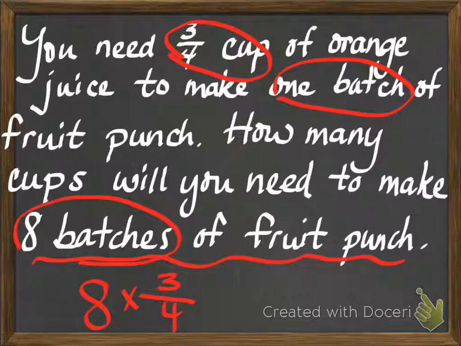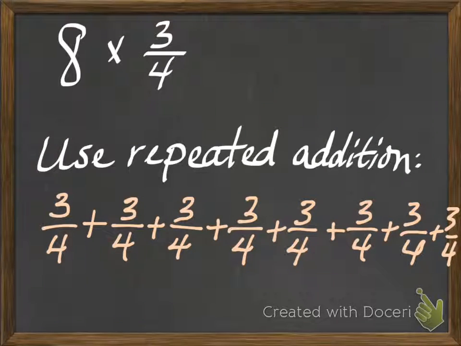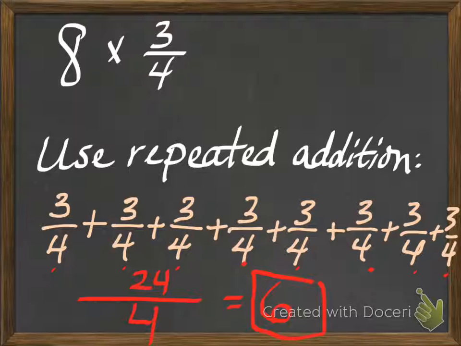Well, you know that multiplication is the same as repeated addition. So what I could do is add 3/4 8 different times and just add that all up. My denominator will still be 4, and then I'll add 3 plus 3 plus 3 plus 3 and so on, which will equal 24. Then I can simplify that, and 24 divided by 4 is 6. So that's my answer. I'm going to need 6 cups of orange juice to make 8 batches of fruit punch.